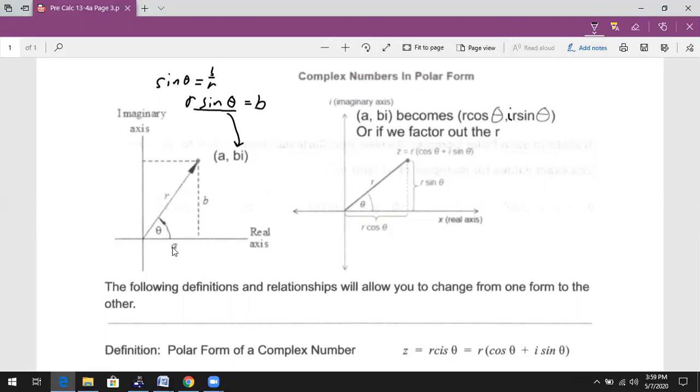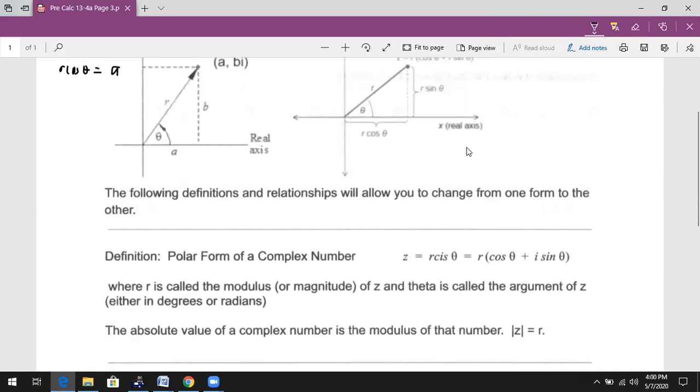As far as A is concerned, and theta, that's the adjacent side, so the cosine of theta is equal to adjacent A over hypotenuse R, or R cosine theta is A. So there's your real part, R cosine theta. So A plus BI becomes R cosine theta plus I times R sine theta. And we're factoring out the R times a quantity, cosine theta plus I sine theta.